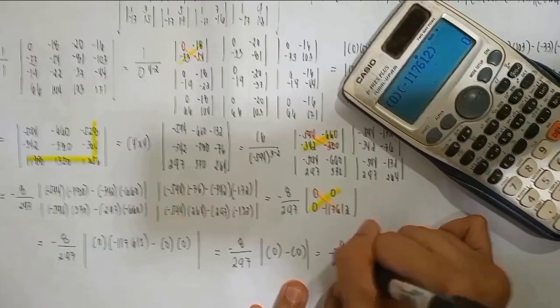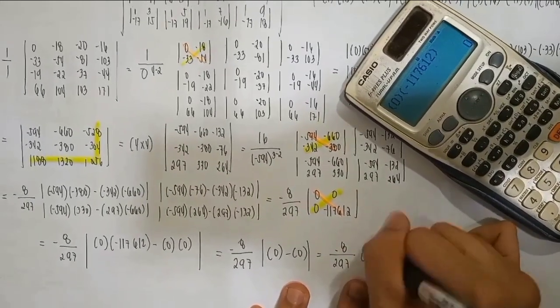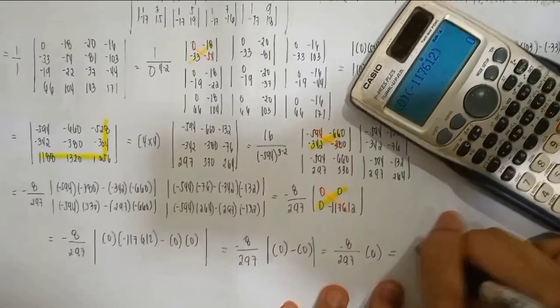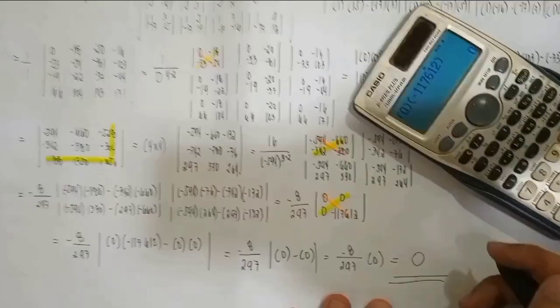Lastly, negative 8 over 297 multiplied by 0 is 0, which is the final answer.